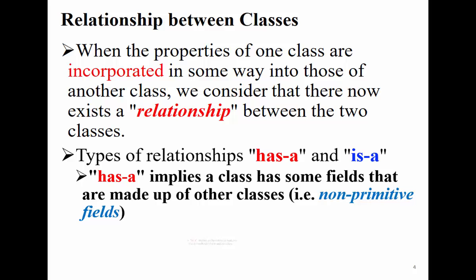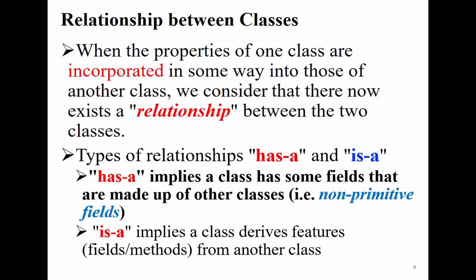Another type of relation is the is-a relation, which implies that the class is a derivative of another class, that derives the same features or extends the features or extends the behavior. The is-a relation is actually an inheritance relation. We're going to come across this relation when we cover inheritance. Today we will focus on the has-a relation. That means some fields in your class are made up of other classes.